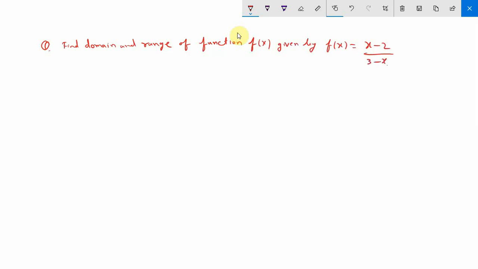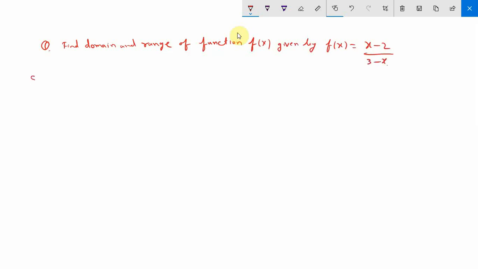So please note down this problem. Find the domain and range of the function f(x) given by f(x) equal to (x minus 2) by (3 minus x).